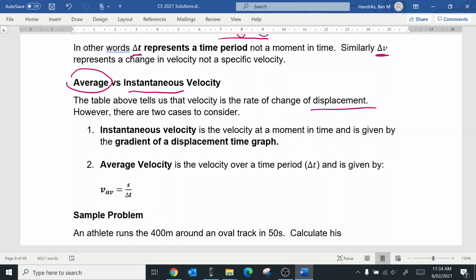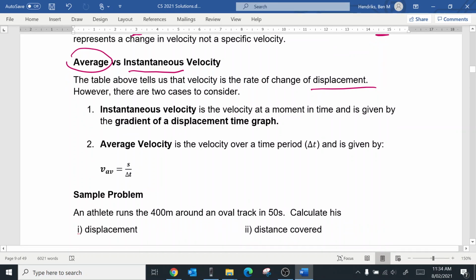However, there are two cases to consider. Instantaneous velocity is the velocity at a moment in time. So we might be looking at a car or anything that's moving, and we might say right at that moment it's traveling at, I don't know, 100 kilometers an hour north or something, and is given by the gradient of a displacement time graph. So we'll look at these later on in the course, some displacement time graphs.